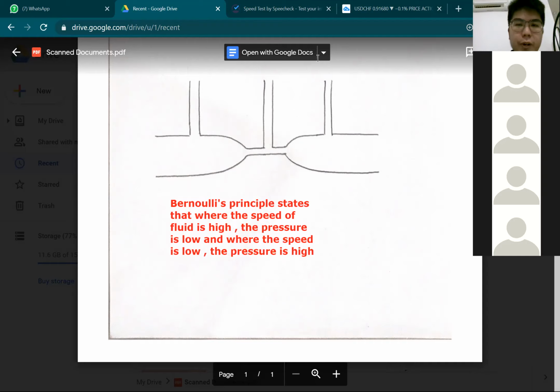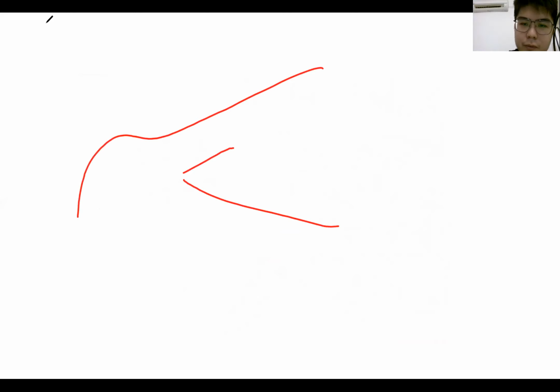You see this everywhere. For example, in the airplane. Now let's talk about the airplane. How does Bernoulli's principle apply in an airplane? Let me just take this. If you take the wing of the airplane, let's say this is the airplane, and this is the wing, something like this.